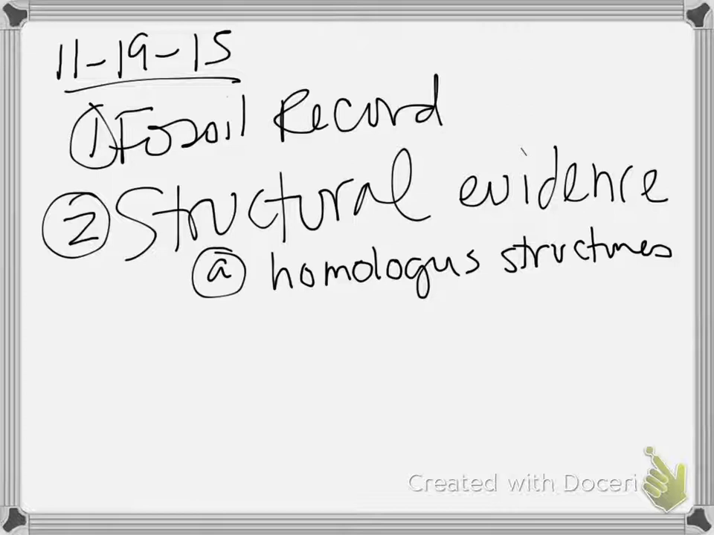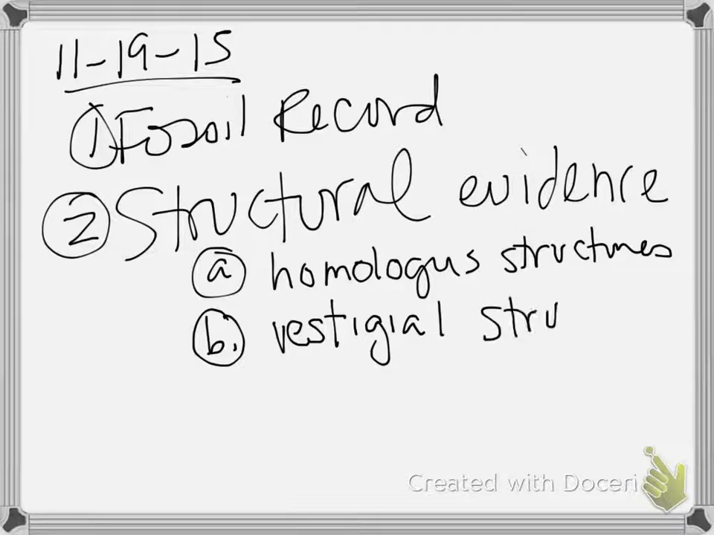Yeah, vestigial structures. So vestigial structures, those things that are evidence of evolutionary past, but they're reduced very often. They don't serve a real purpose in a modern species.